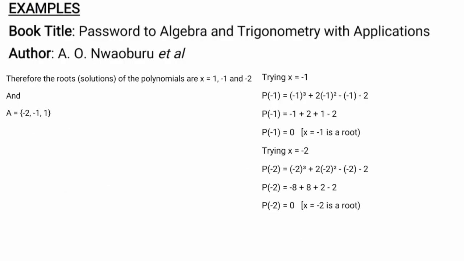Now you can summarize by saying, therefore, the roots of the polynomial are 1, -1, and -2, which means that the elements in A, when written in ascending order, are -2, -1, and 1. Over to the third example.